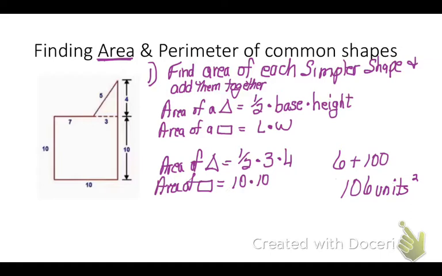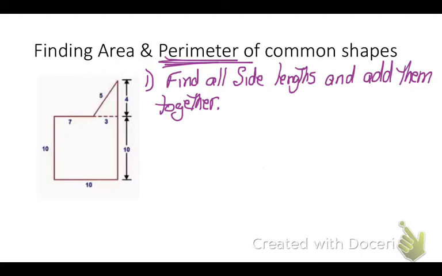Now, to find the perimeter, remember perimeter means all the way around. I'm just going to find all my side lengths and add them together. So the only side length I don't know is this right one, and if I just add the 4 and the 10, I get that it is 14 units.